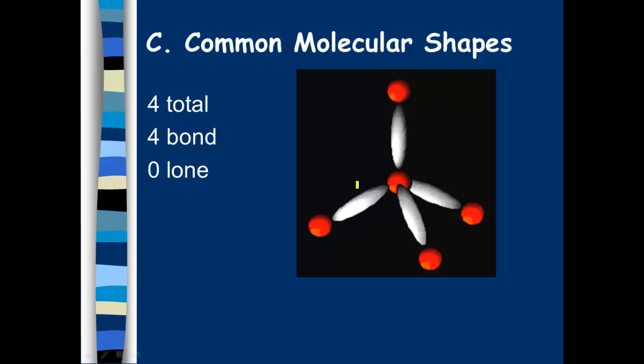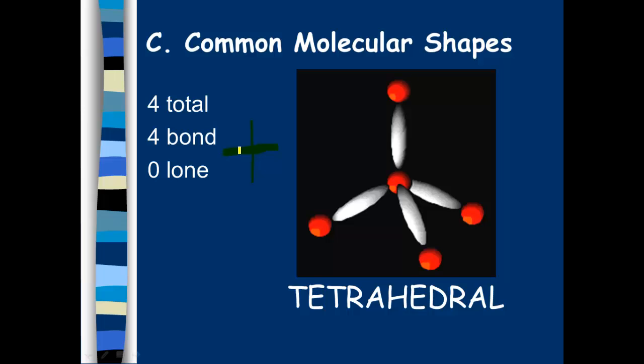Okay, 4 total. 4 bonding and no lone pairs. It's going to be what we refer to as tetrahedral. Now you might think it's going to form this 2D cross because that's the way that we draw it when we do our Lewis dot structures.